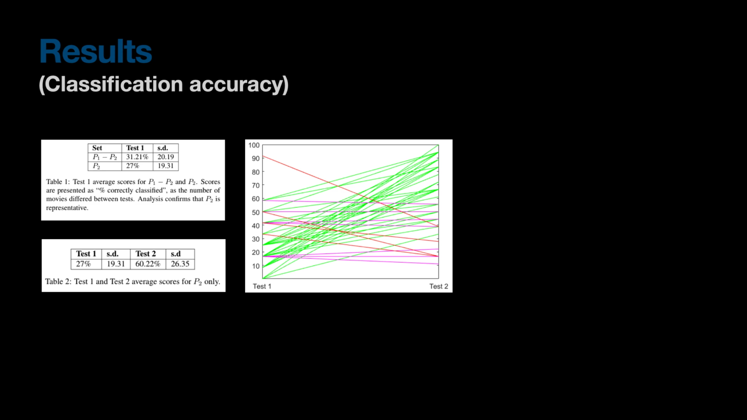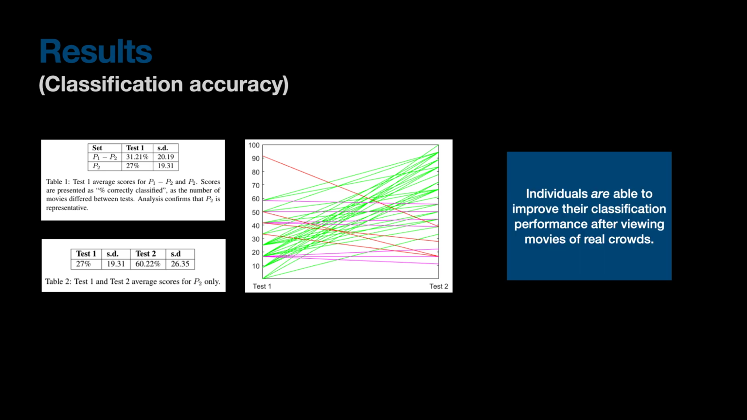And to the right, we see a slope graph plot of individual performances, where a green line shows a significant improvement, purple is neutral, and red shows a significant drop in performance. And as you can see, the plot is overwhelmingly green. So these results confirmed the first part of our hypothesis, that suitably trained individuals are able to correctly identify or classify real crowds.